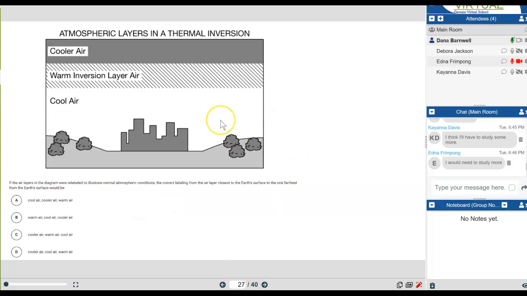So this would be another picture of the atmospheric thermal, many times called a thermal inversion because of the temperature differences that occur. In this particular question, if the air layers in the diagram were relabeled to illustrate normal atmospheric conditions, what would we expect? Well, we would expect this to be warmer, this to be cool, and this to be cooler. So when we look at that, B would be the correct answer for that one.